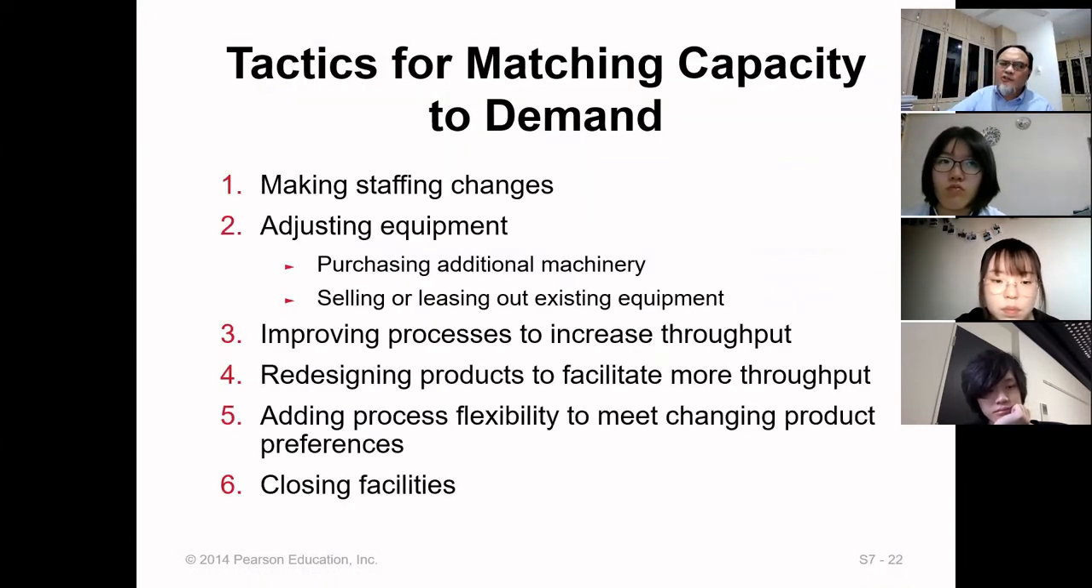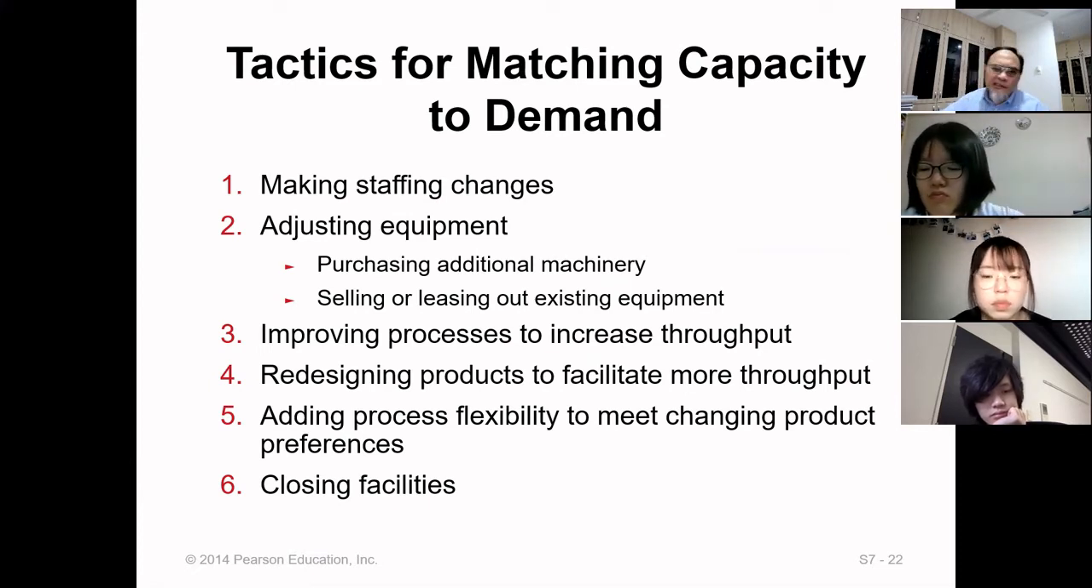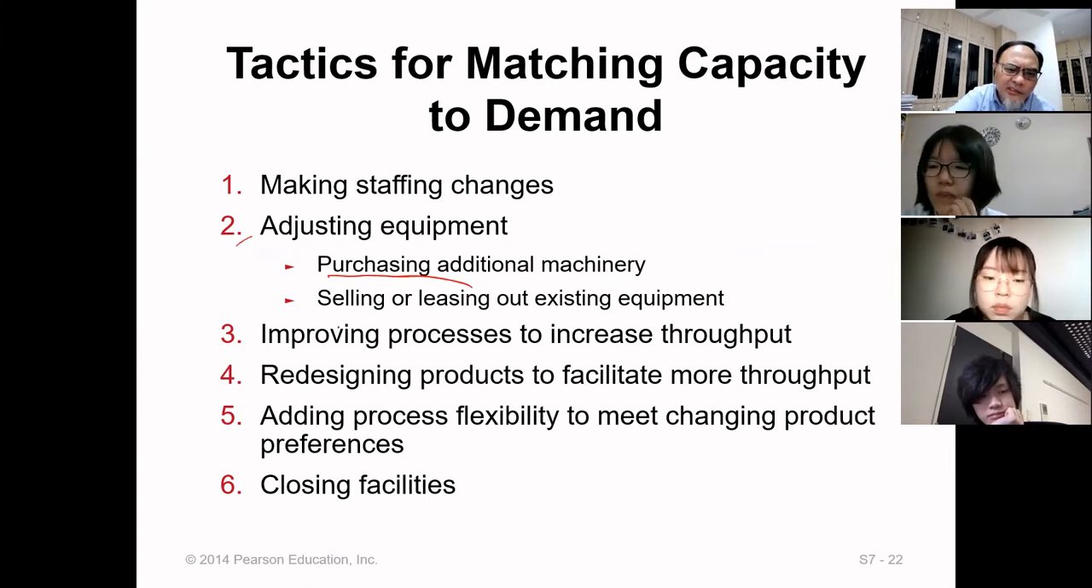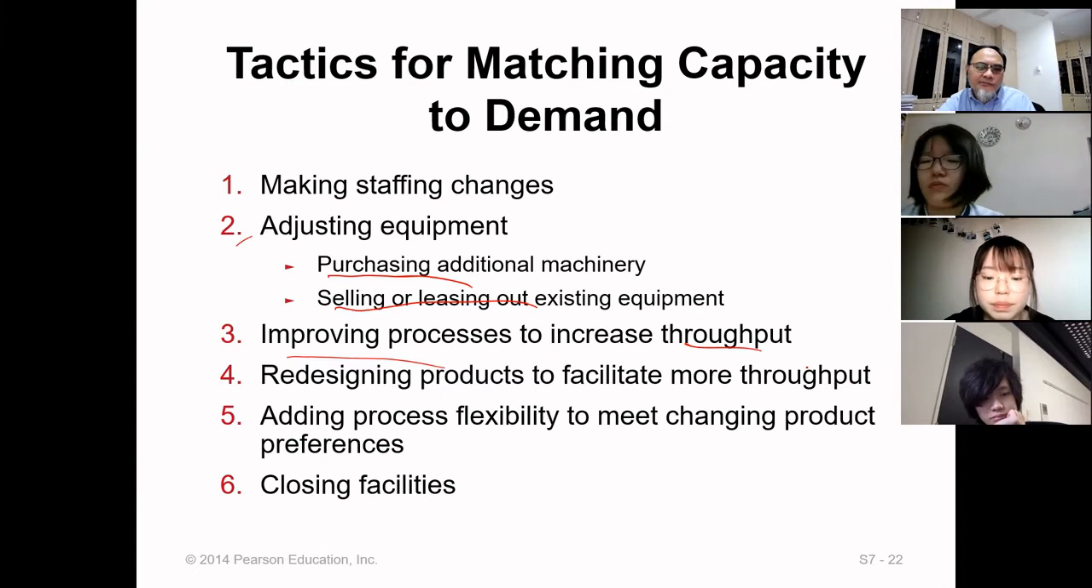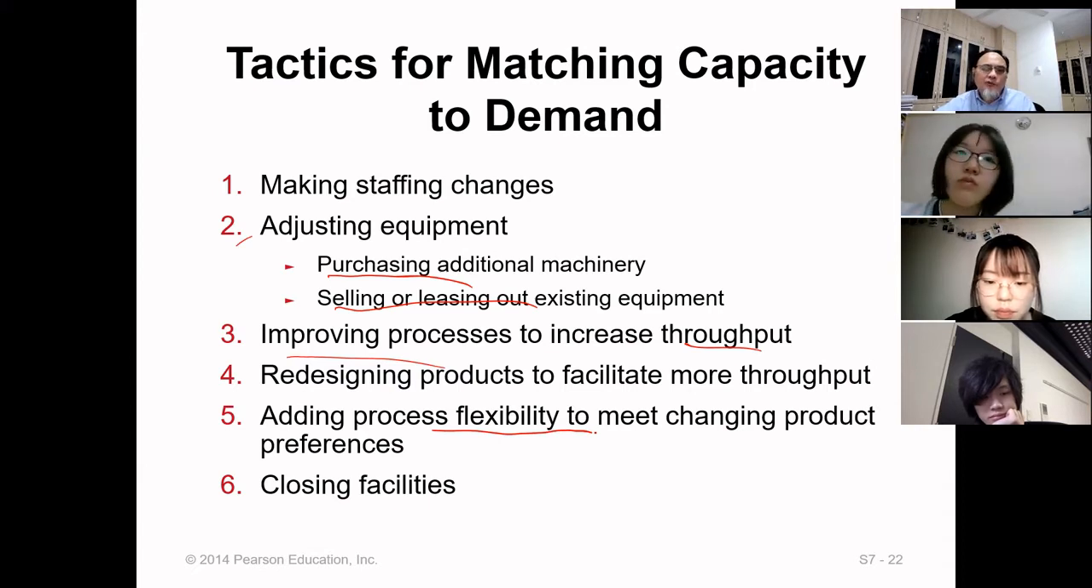There are so many tactics or ways of trying to match capacity to demand: making staffing changes, adjusting equipment, and so on. I mentioned this already just now: purchasing additional capacity, selling or leasing out, and improving processes to increase throughput, which can be done continuously. You can also redesign products, so you have a few models or variants, or even add process flexibility. That means the process is flexible enough to be changed to different kinds of products.